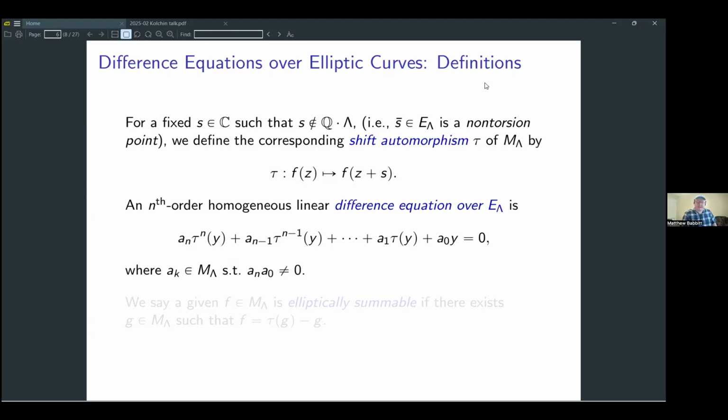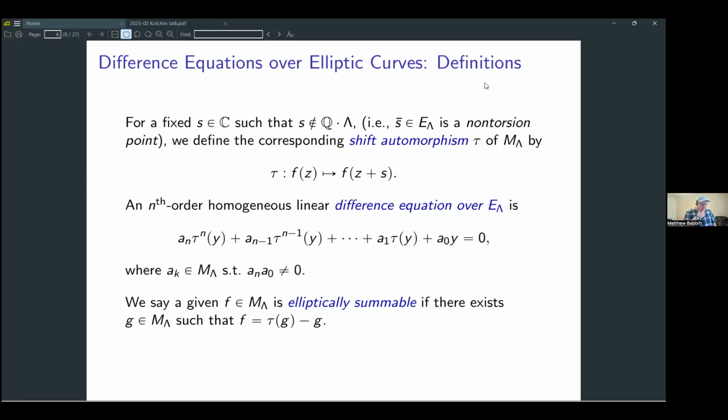It is a linear combination of a formal variable y with its n successive shifts. And then finally, we say that an elliptic function is called elliptically summable if there exists a solution to this particular difference equation that is itself elliptic.